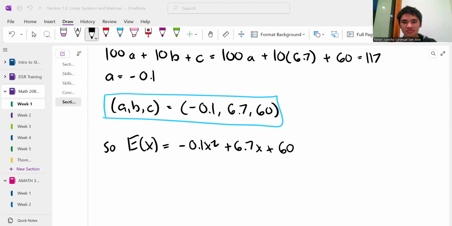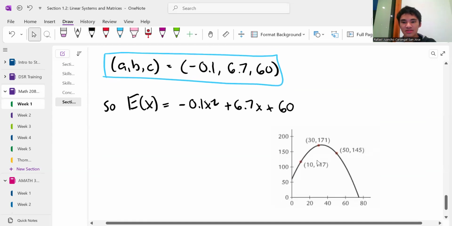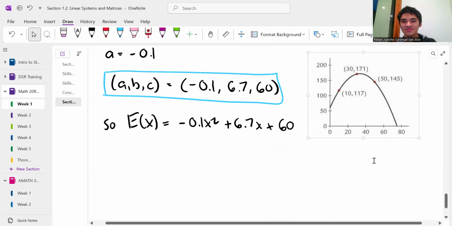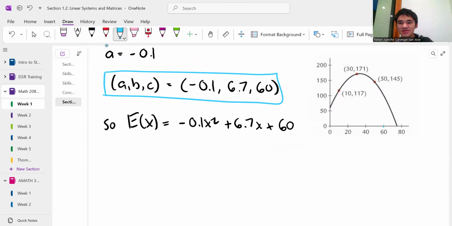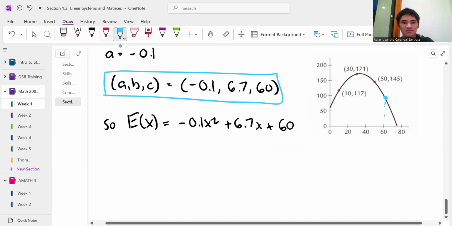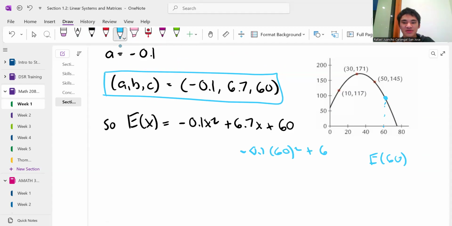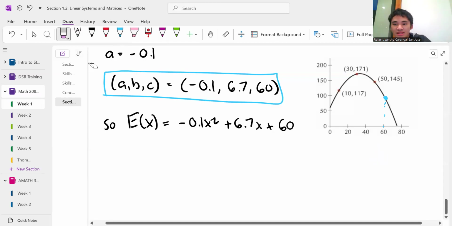And actually, we can show a picture of what that is. Then we can make some insights about the ball here. There's the ball. Or the projectile motion of the ball. So ball starts here, goes up, and lands there. You give it some x value, say 60, it's going to show you, I don't know, just solve for e of 60. So that's negative 0.1 times 60 squared plus 6.7 times 60 plus 60. And then that gives you a value, whatever that is. That's the height of the ball at that particular x value.